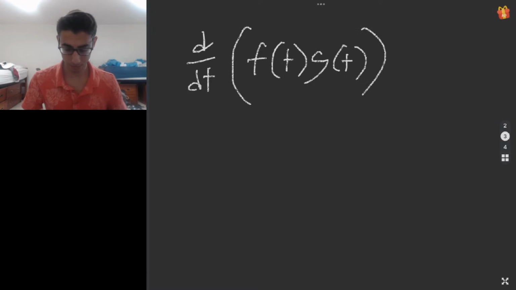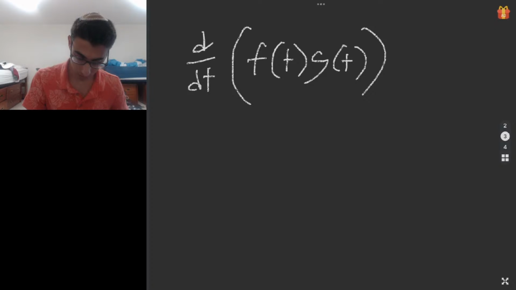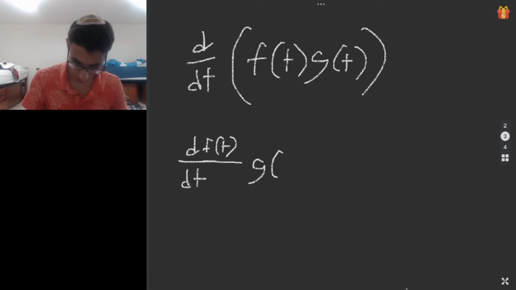now this one is less intuitive. This equates to d with respect to dt of f of t times g of t, non-differentiated.